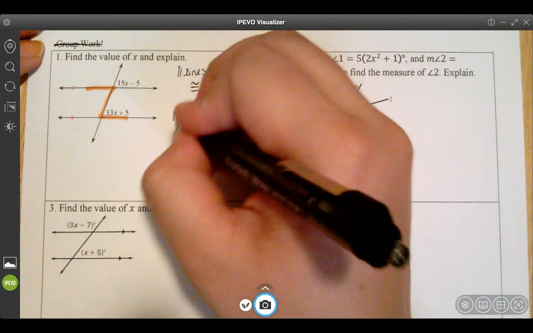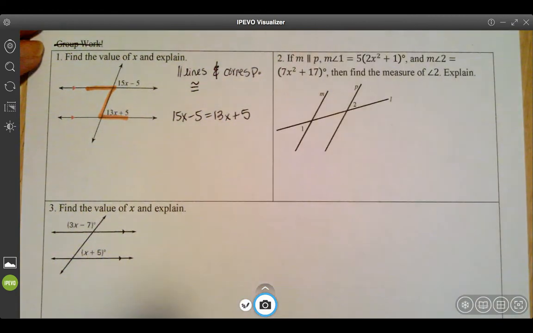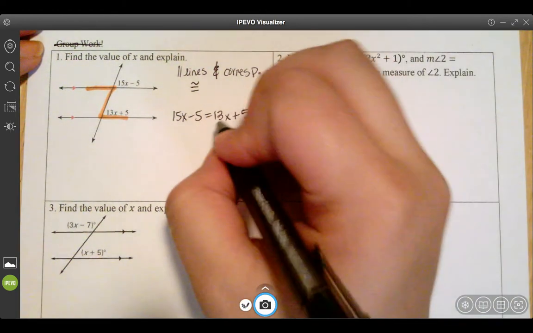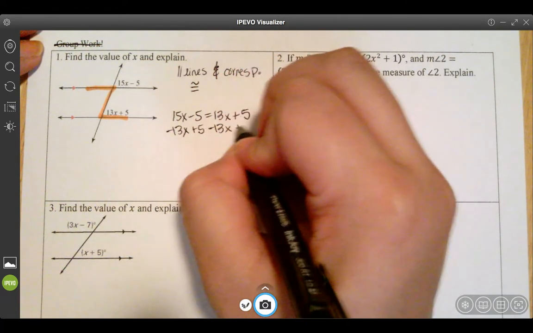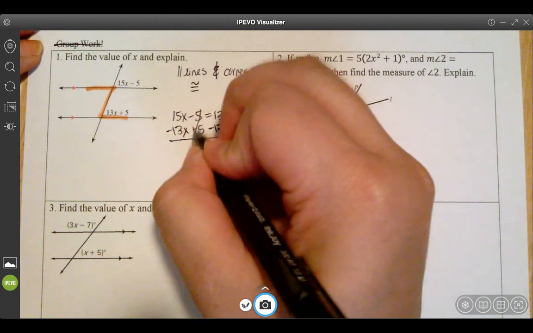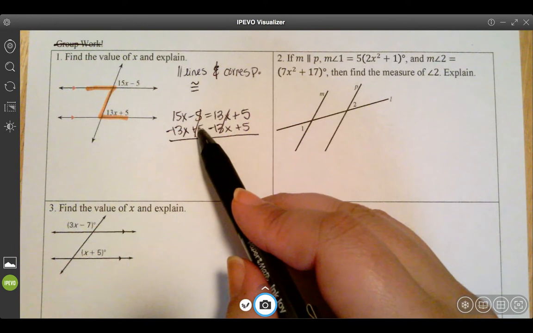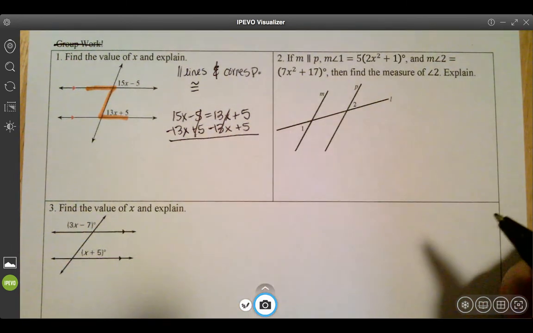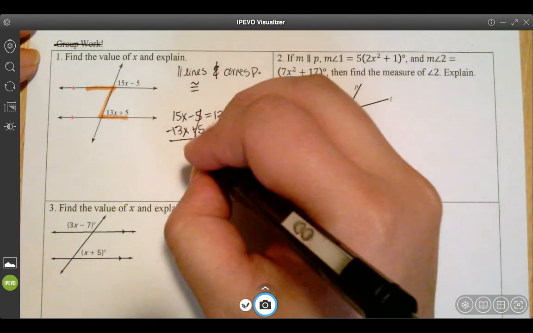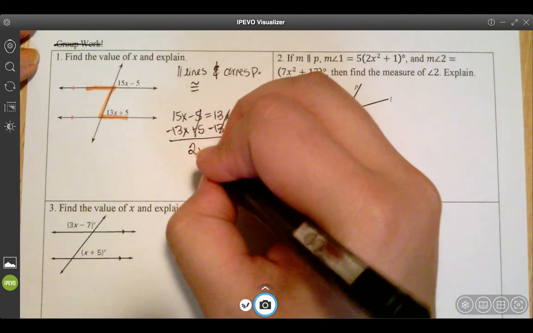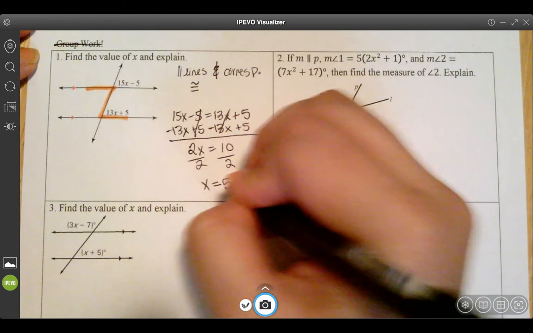So 15x minus 5 equals 13x plus 5. Solving for x, subtract 13x from both sides, add 5 to both sides. This is an example of why it's really important to write out your work. There is a huge temptation to cancel out the 5s on both sides, but they are opposite signs, so that does not happen. So we have here 15 minus 13 is 2x equals 10. Divide by 2, x equals 5.